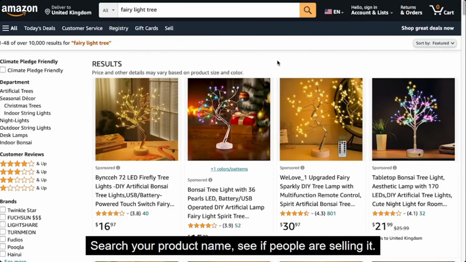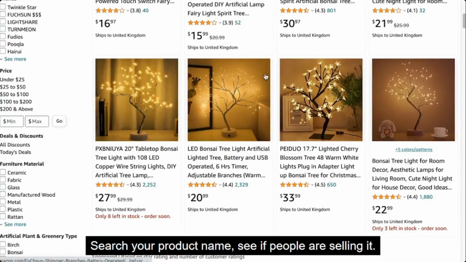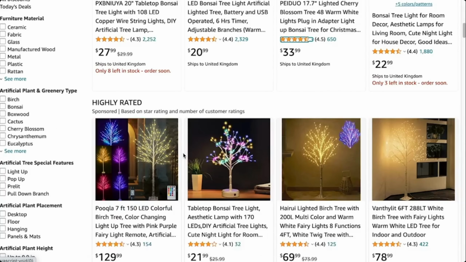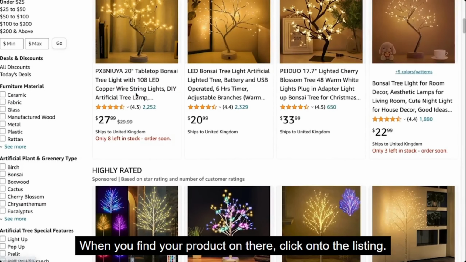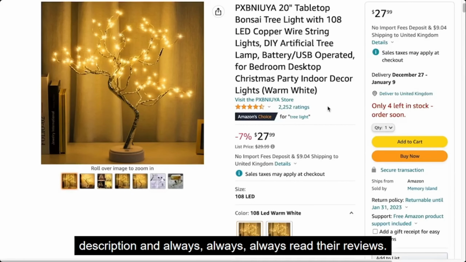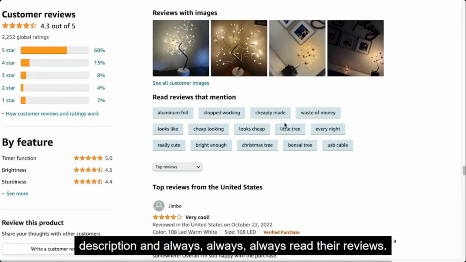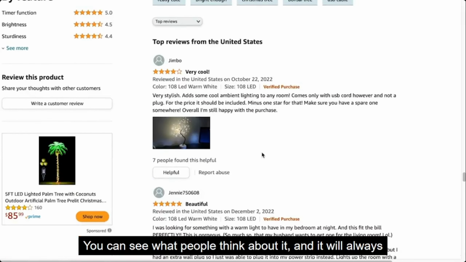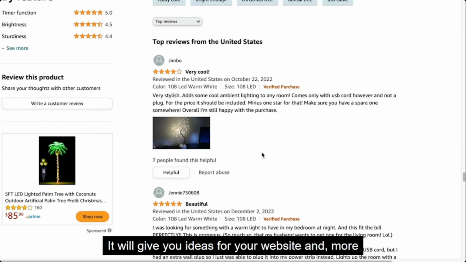So go to Amazon, search the product name, see if people are selling it. You can see here, 2,200 reviews, 2,300 reviews, 650 reviews. When you find your product on there, click onto the listing, look at their product images, look at their product description, and always, always, always read their reviews. When you read their reviews, you can see the images, you can see what people think about it, and it will always give you ad angles. It will give you ideas for your website and more importantly for your ads.